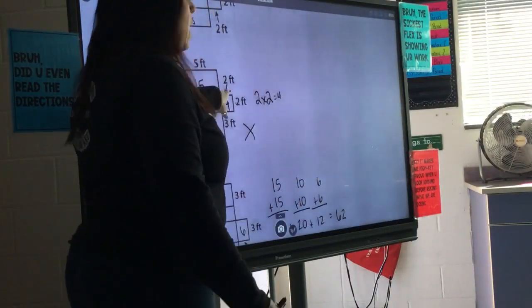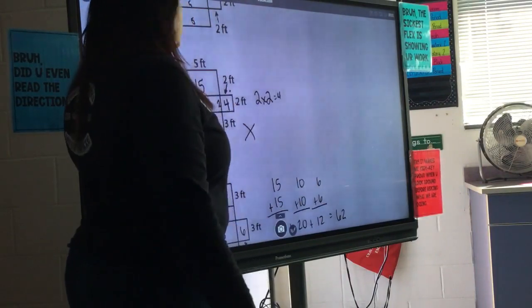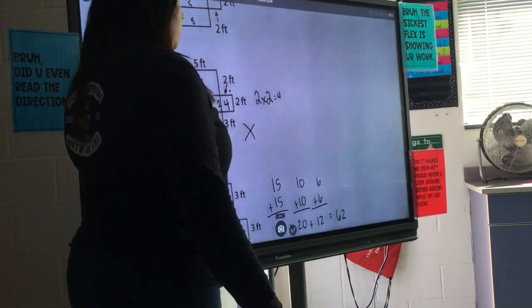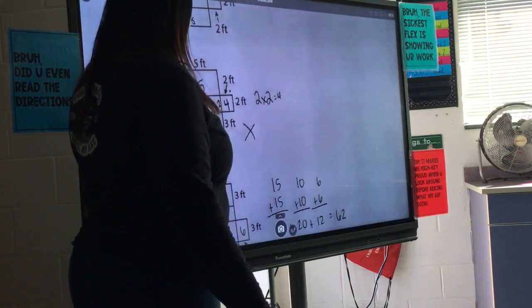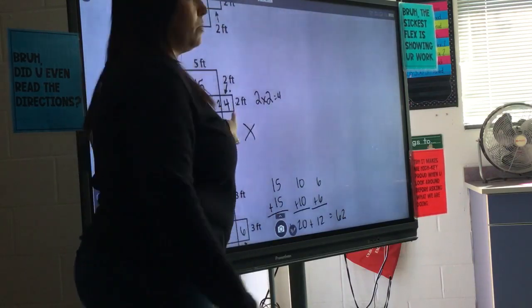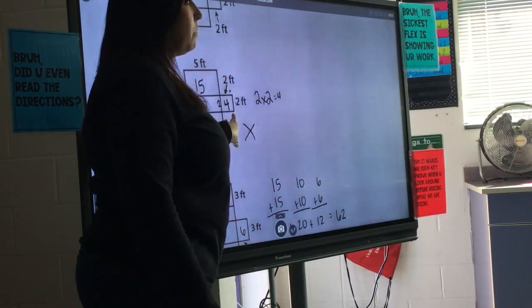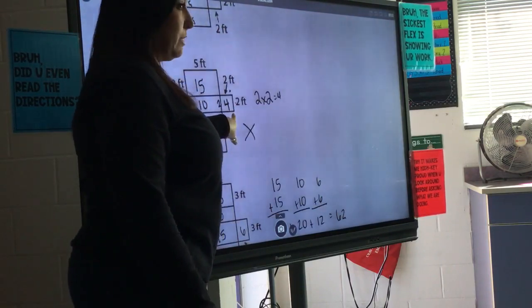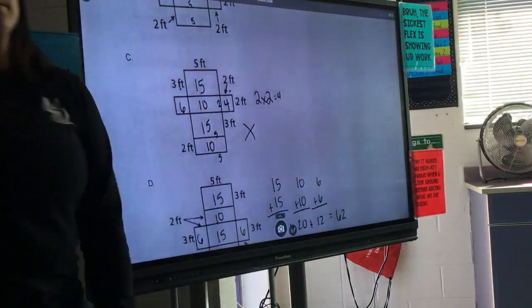If you said, okay, well, I'm going to assume that this side is 2, and I do 2 times 2, I get 4. So then I do 15 plus 10 plus 15 plus 10 plus 4 gives me 58. Does not give me 62. Does that make sense? Yes.